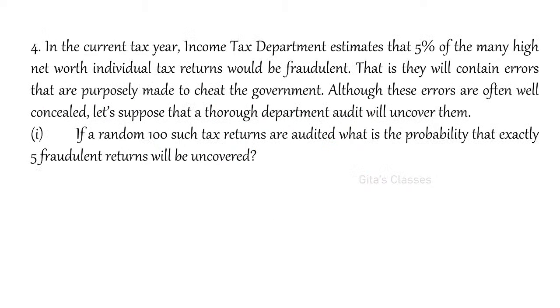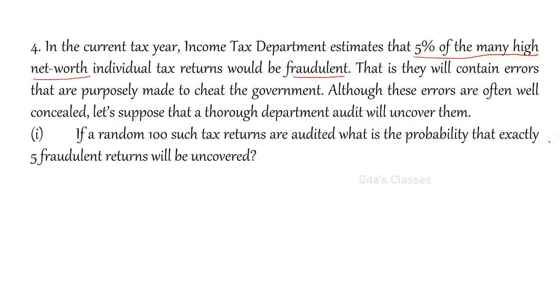Next question. Now read the question and tell me the answers. Tell me whatever is given. In the current tax year, the Income Tax Department estimates that 5% of the many high net worth individual tax returns would be fraudulent. That is, they will contain errors that are purposely made to cheat the government. It is not unknowingly. Knowingly they are making some errors. So that is what the Income Tax Department is estimating: 5% people would have made errors purposely.